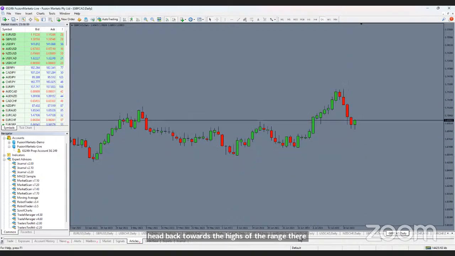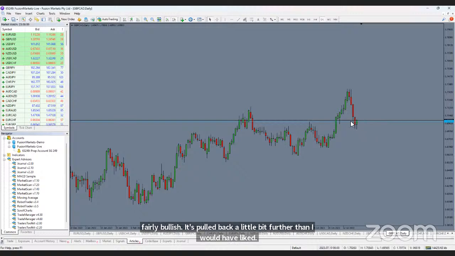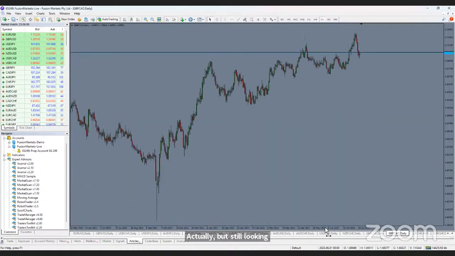Pound CAD, I'm fairly bullish on pound CAD at the moment. It's pulled back to a nice area here, this previous high, and currently looking fairly bullish. It's pulled back a little bit further than I would have liked, actually, but still looking bullish at the moment, still in an uptrend. It's a pretty clean chart, so I'll be looking to see if that returns to the upside there. And I believe that brings me to the end of my watch list for the week.